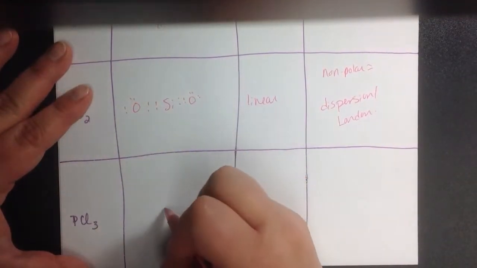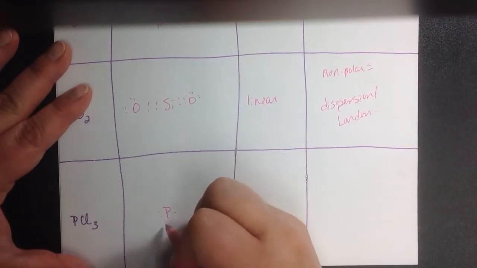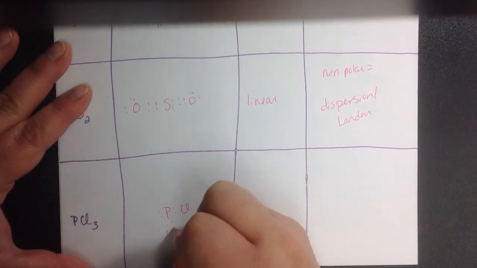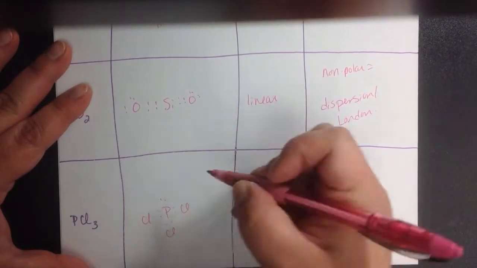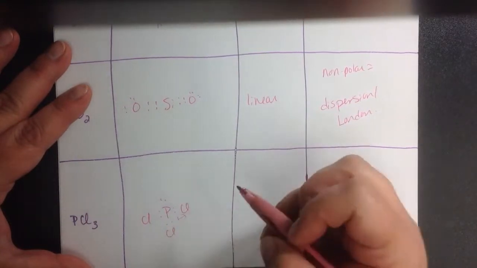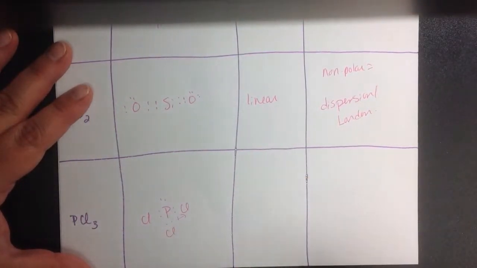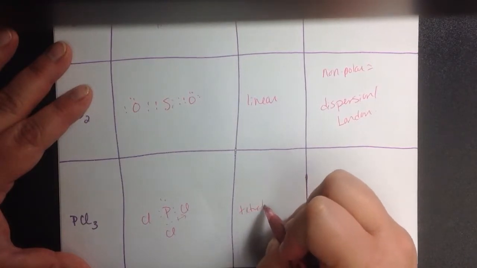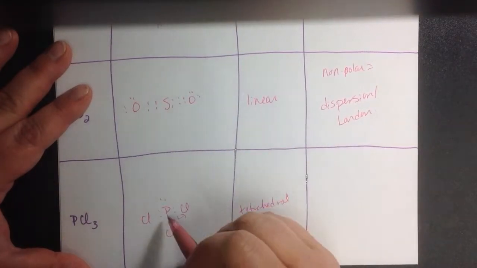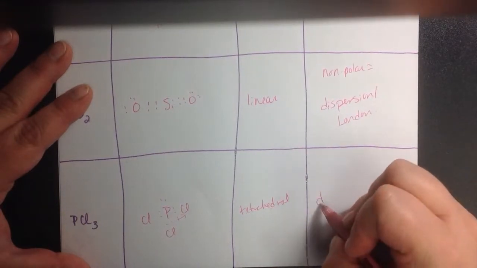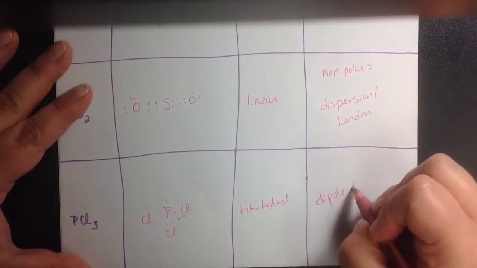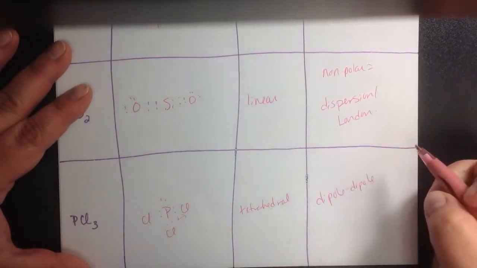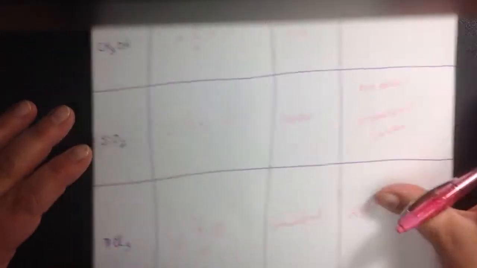And here we have PCl3. Yes, there's some polarity here, but it's not huge. So just so you know, that's not a huge pull there. So tetrahedral is what this phosphorus would be, and that would still be considered a dipole-dipole, but it's a weak dipole-dipole.